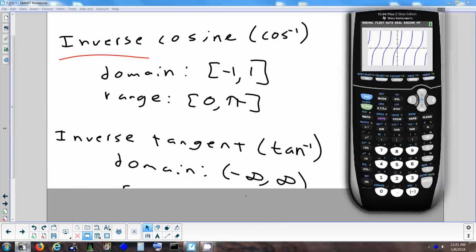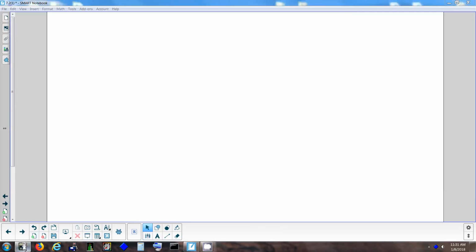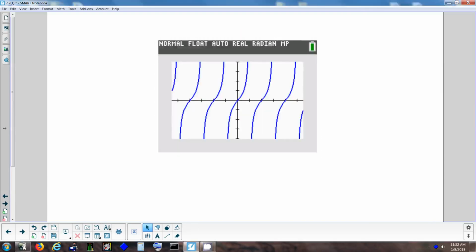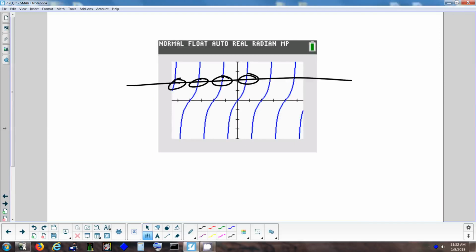Okay? And let's try the same thing. You get the picture? If I draw a horizontal line, would it hit that graph more than once? Yeah, definitely. If you put a horizontal line, it hits it a bunch of times. That's a problem. It can only hit once. So what we have to do is focus on a section that only hits once.